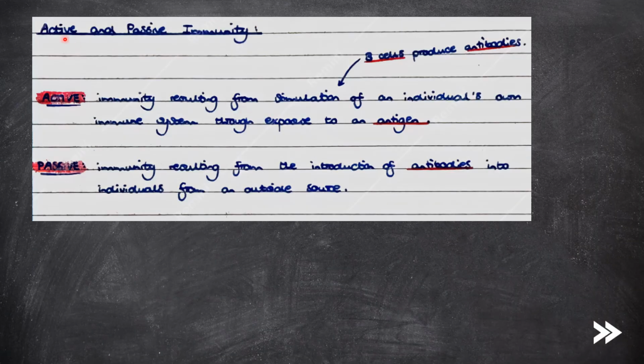Next, we'll have a look at active and passive immunity. Active immunity is immunity resulting from the stimulation of an individual's own immune system through exposure to the antigen, i.e. B cells produce antibodies, and passive immunity is immunity resulting from the introduction of antibodies into individuals from an outside source.